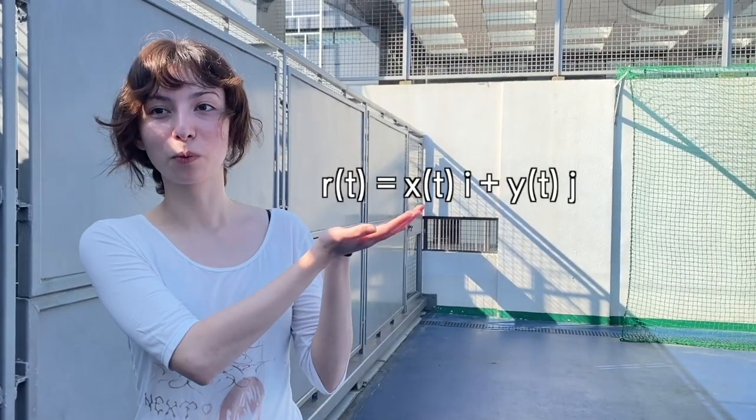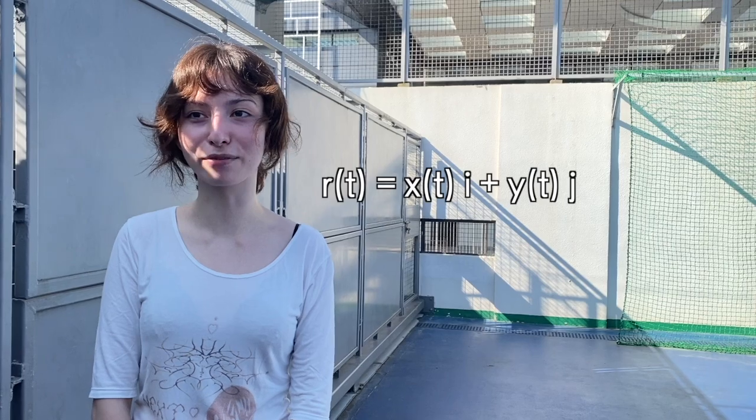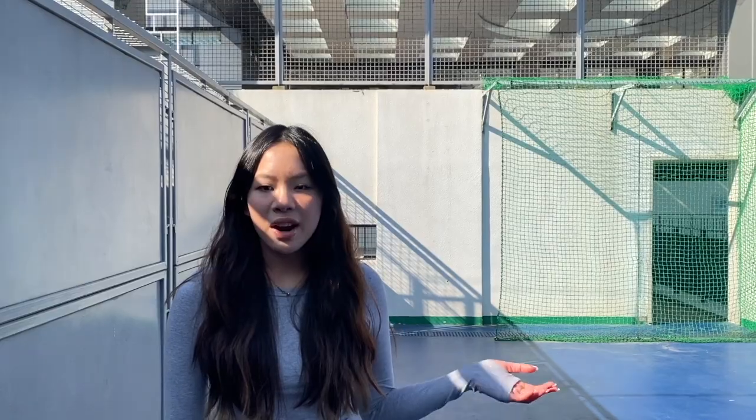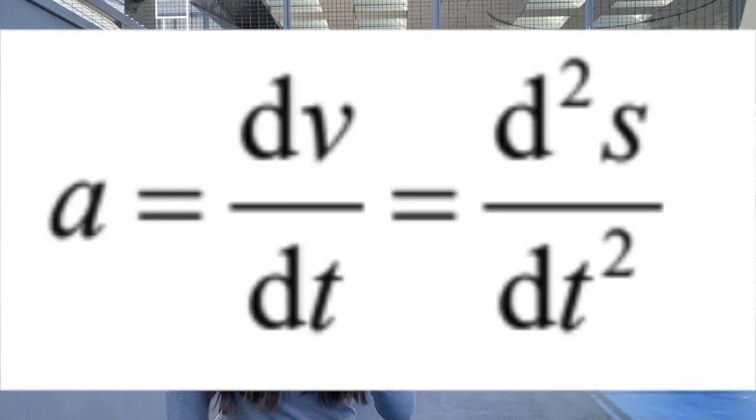Position in 2D space is described using a vector function, where x of t and y of t describe horizontal and vertical motion. Velocity and acceleration are both derivatives of the position or displacement, where velocity is the first derivative and acceleration is the second.